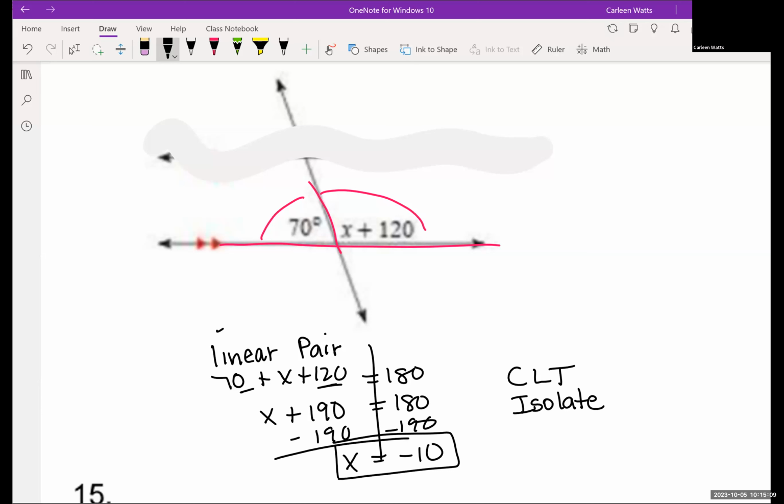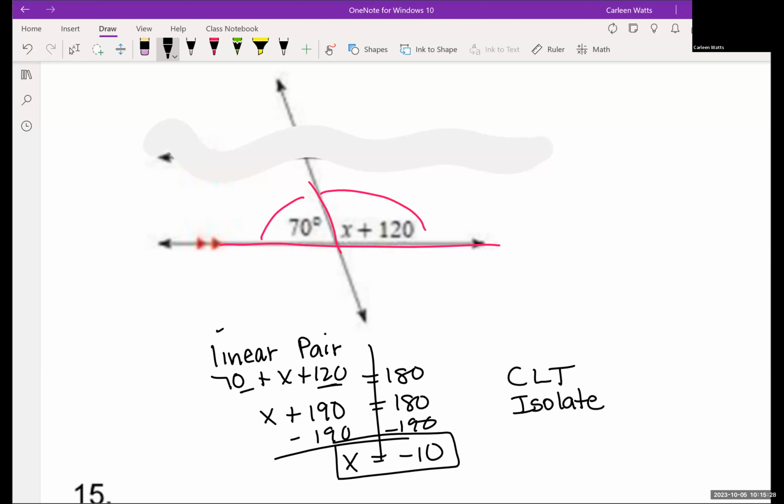Yep, that works. That gives me 70 and then 110. X can be a negative number. An angle cannot be negative, but X can be negative.